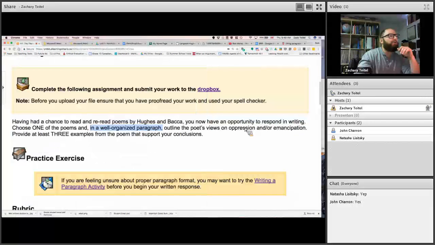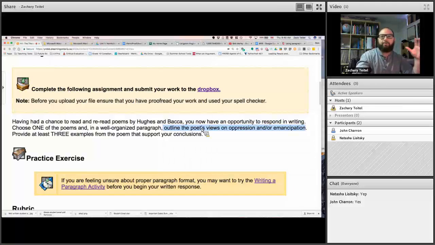Our original question is the following: outline the poet's views on oppression and/or emancipation. That's the key, guys. That's what we're really trying to do here. I'm going to come back to the sizing of a paragraph and how much we should write. But if the focus of your submission is just about how Langston Hughes's poem talks about oppression in a number of ways, here are like 3 examples, that's not a very good answer to what we're being asked to do here.